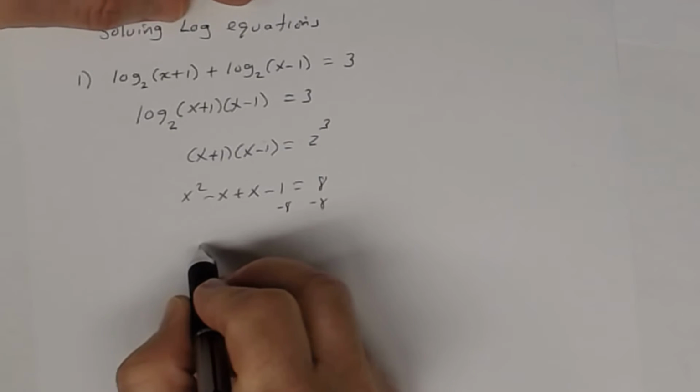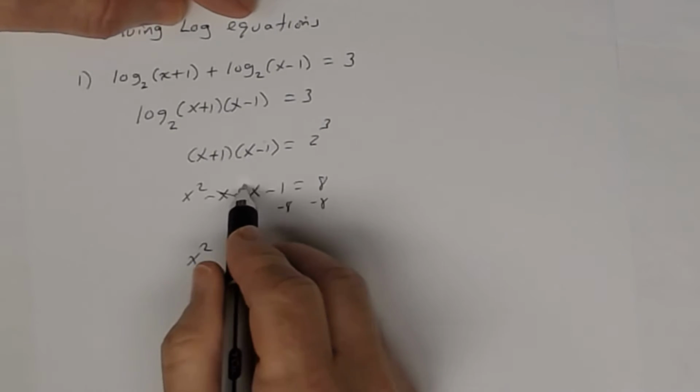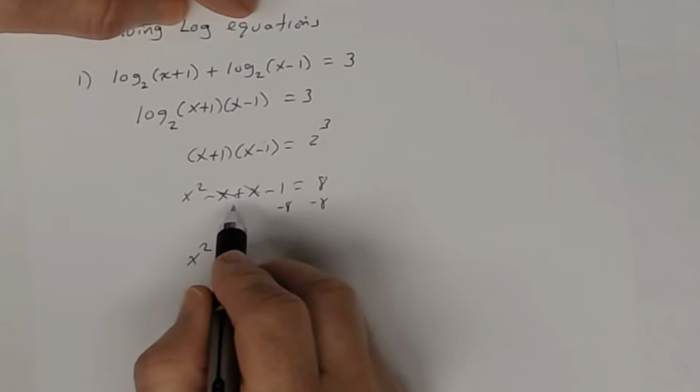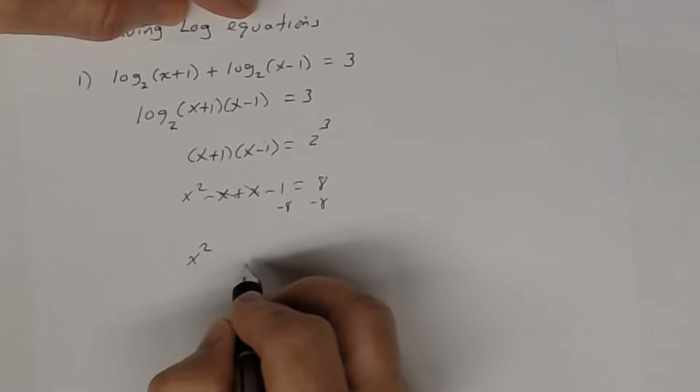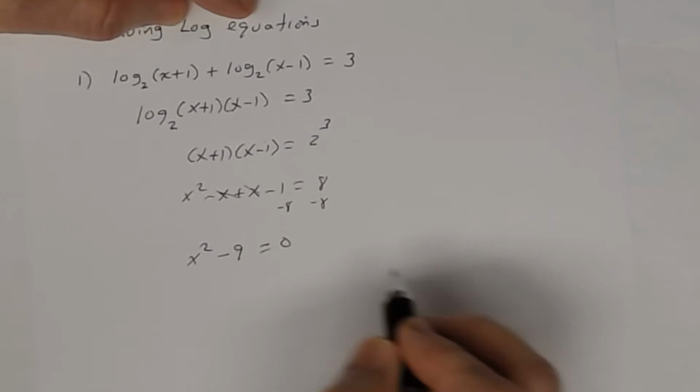So subtracting 8 from both sides, I get x squared. The x's, when I combine them, add up to be 0. And a negative 1 and a negative 8 is a negative 9, equals 0.